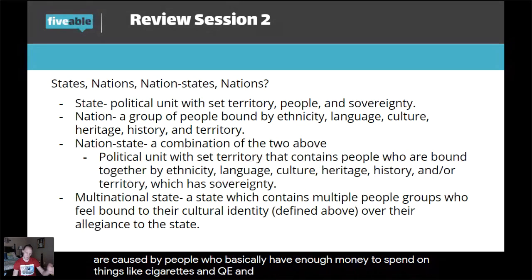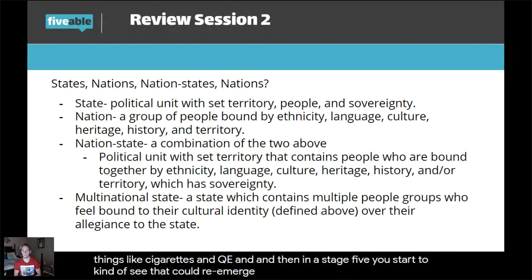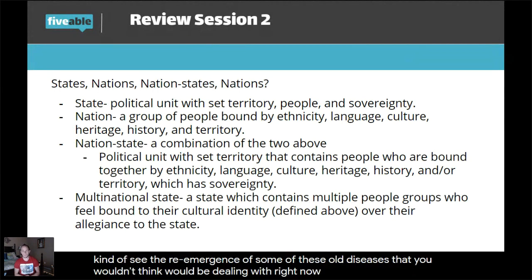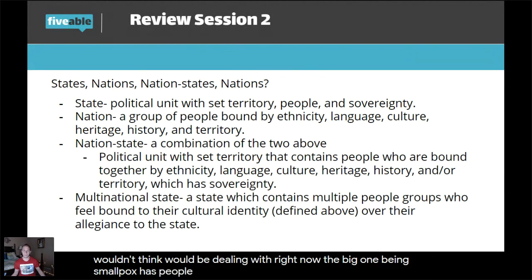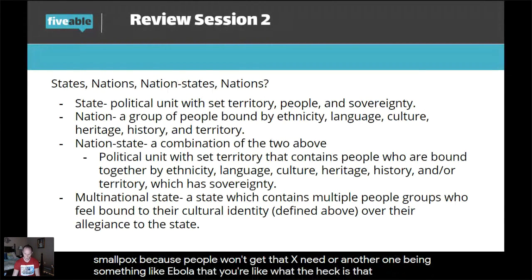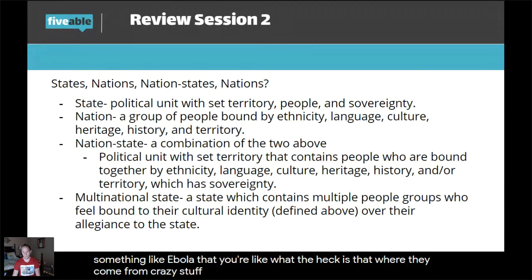And then in stage 5, you start to see the reemergence of some of these old diseases that you wouldn't think we'd be dealing with right now. The big one being smallpox, because people won't get vaccinated, or another one being something like Ebola that you're like, what the heck is that, and where did it come from? Crazy stuff. Hopefully you'll join me on Sunday and we'll look at that in more detail.